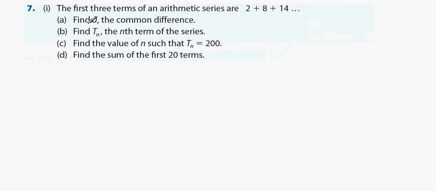Okay, now question 7. The first terms of the arithmetic series are 2, 8 and 14. We know that the gap is 6, so this means that the next ones should be plus 6: 20, 26. Okay, so find the common difference. D equals 6 is the common difference.